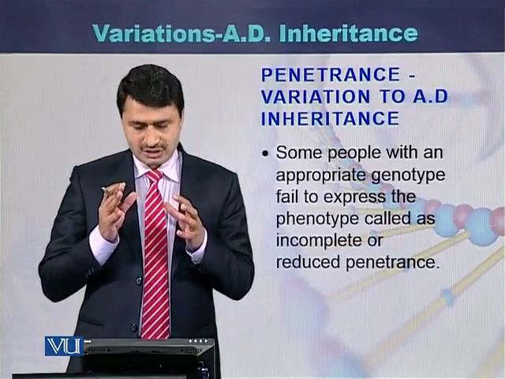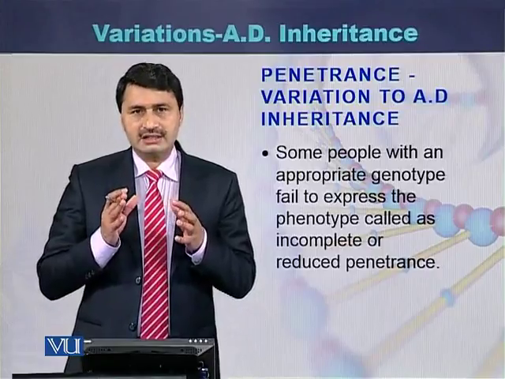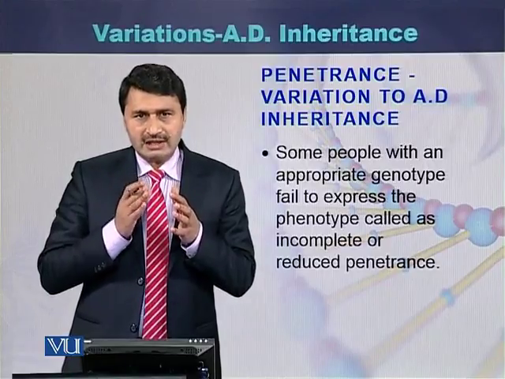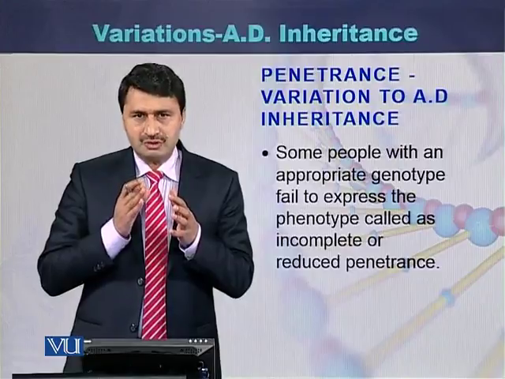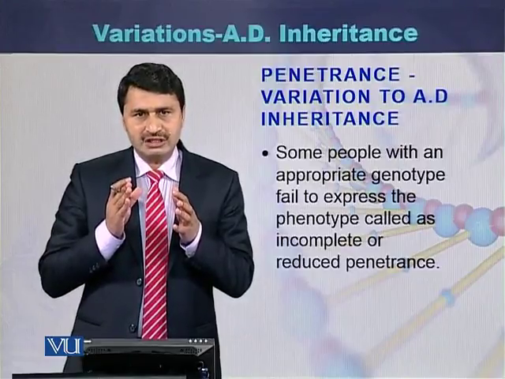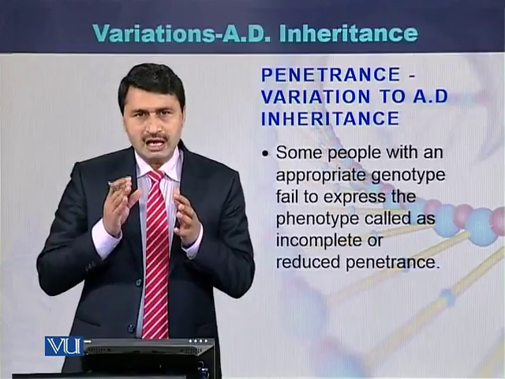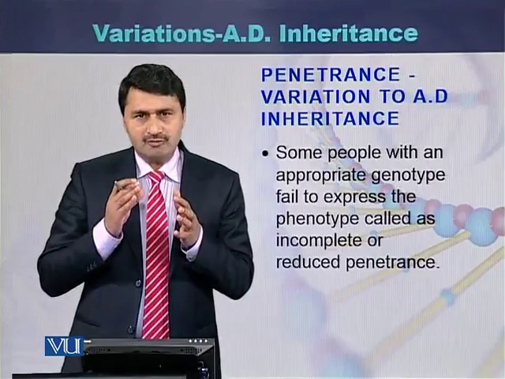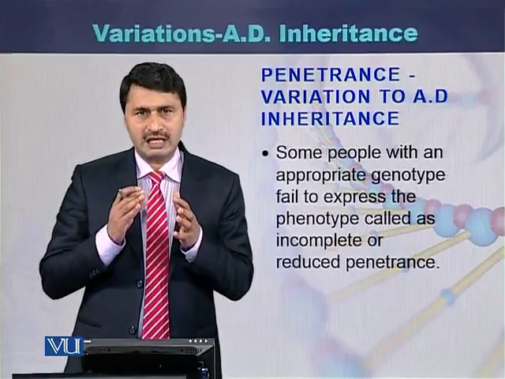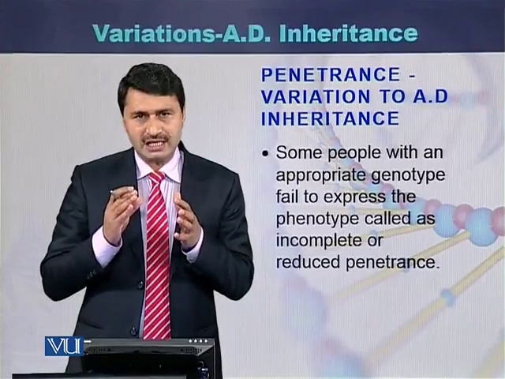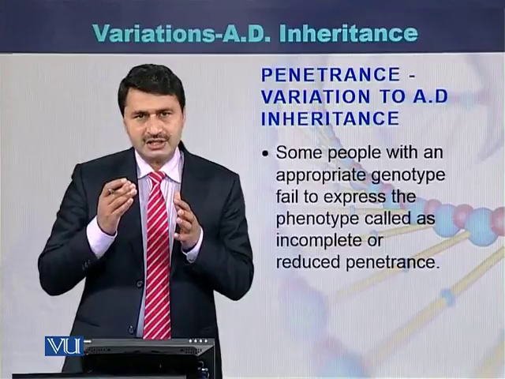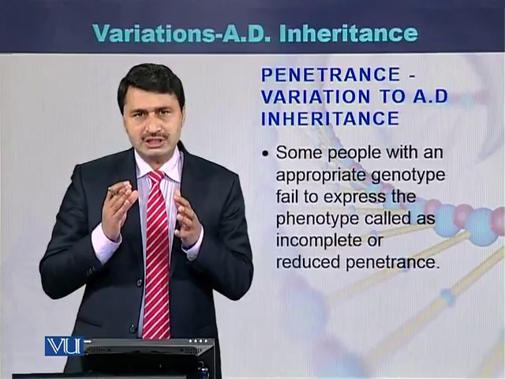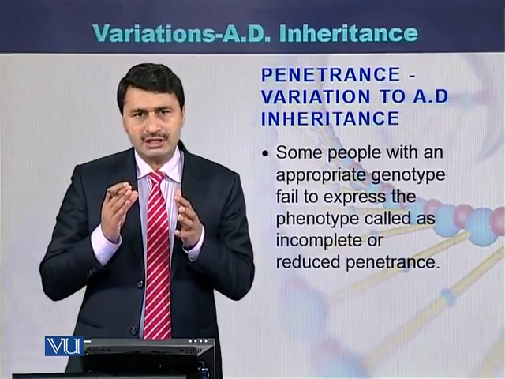The most common variations, they are penetrance. Penetrance is when an affected individual has a mutation and there is another affected individual that also has the mutation. But there is a difference between them. One of the individuals would have a severe effect of the phenotype while the second individual would have a less severe effect of the phenotype. Such a phenomenon is called penetrance. In some cases it will be highly penetrant and in some cases it will be less penetrant. So penetrance is usually seen in case of autosomal dominant inheritance.